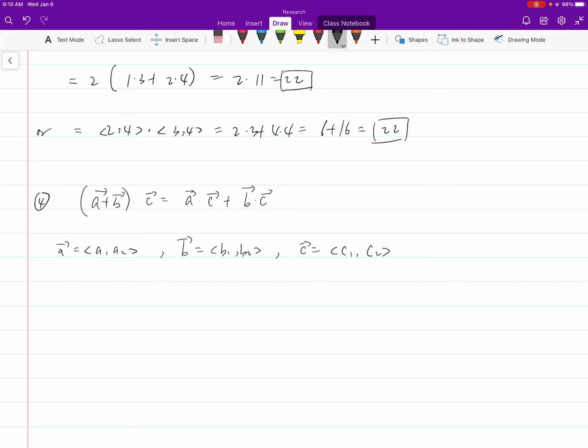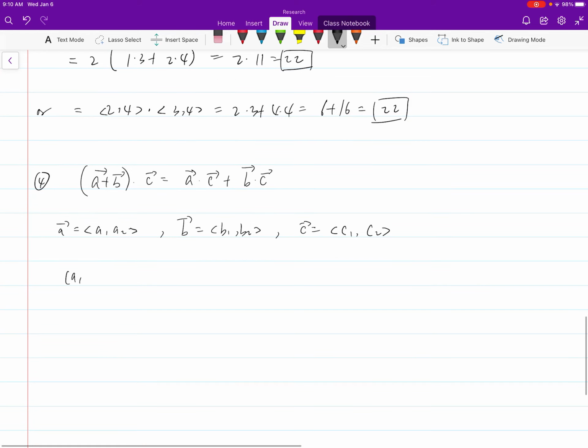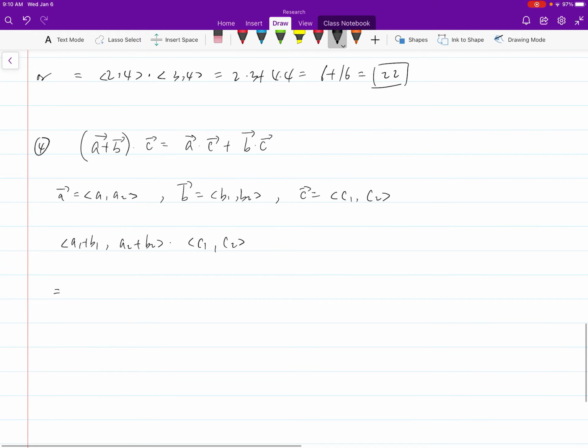Okay. Calculate the dot product on the left, which gives you (a1 plus b1, a2 plus b2). That's where you do the addition first, then do the dot product. Okay, which gives you (a1 plus b1) times c1 plus (a2 plus b2) times c2, and then finish this to see that it's the same as what's on the right. You do the dot product, each one with c first, and then take the sum.